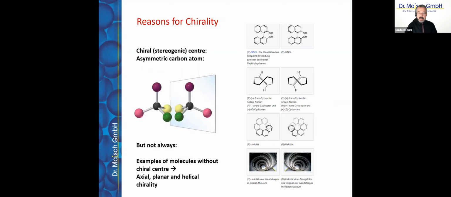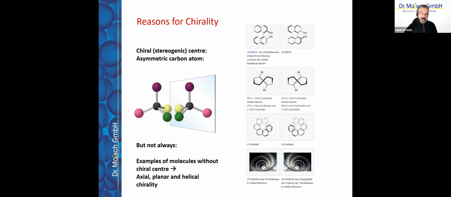Okay, so when is a molecule or an API chiral? There are several reasons why a molecule could be chiral. Most often, such a molecule has a chiral or a stereogenic center. That means it has an asymmetric carbon atom, as shown here. So this carbon atom has 4 different substituents. And if you look at the mirror image of this molecule, it's not identical with the original.